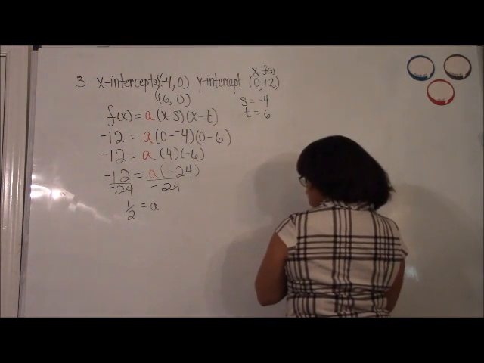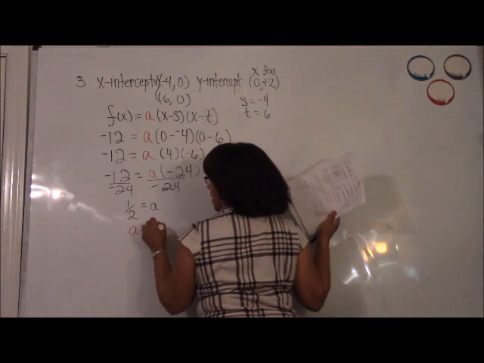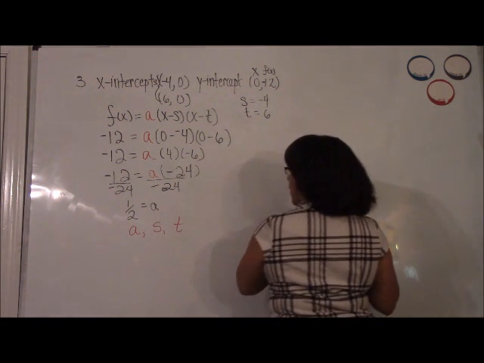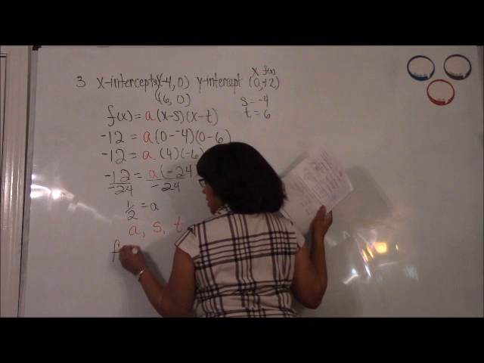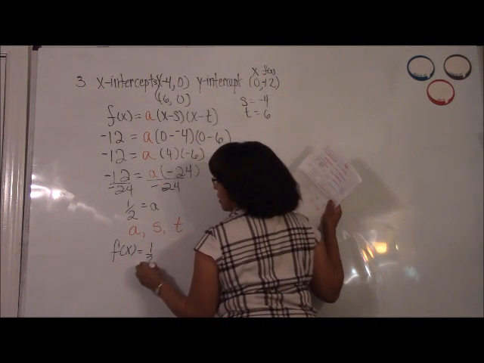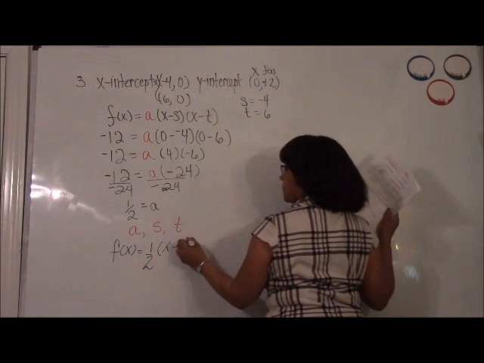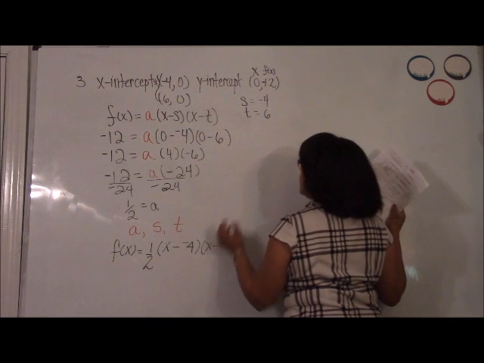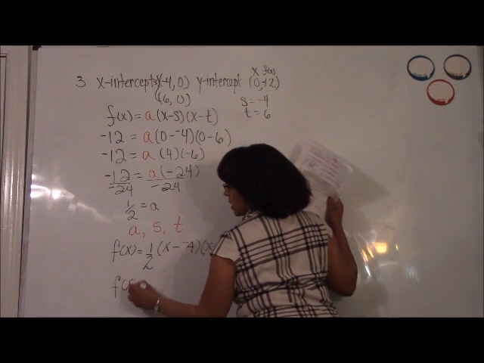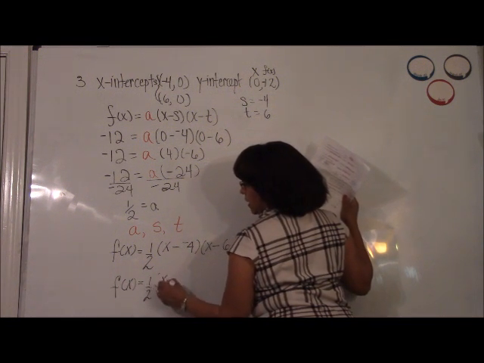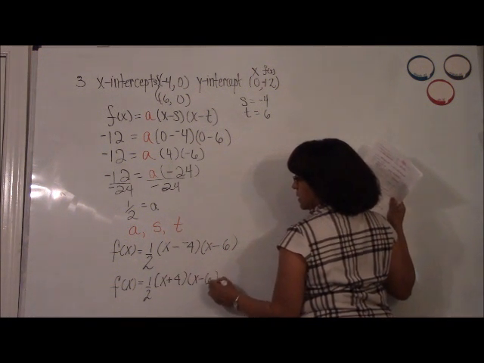In your final answer, you only plug in for 3 variables. You plug in for a, s, and t. You keep your x and f of x, and those are your variables. So we have f of x is equal to 1/2 times x minus s. Well, s is negative 4 times x minus t, which is 6. So f of x is equal to 1/2 times x, a negative and a negative is a positive, 4 times x minus 6.